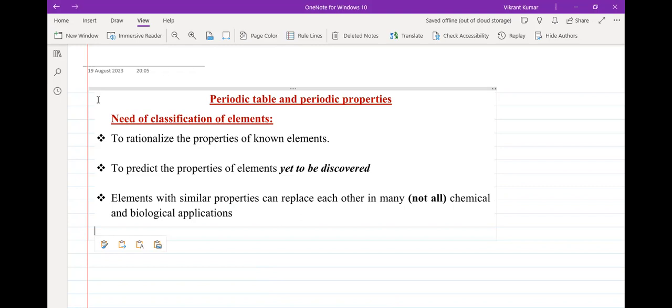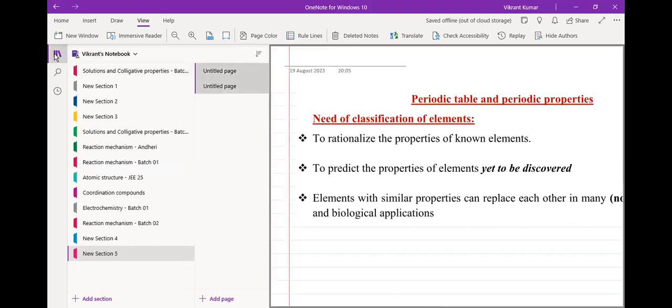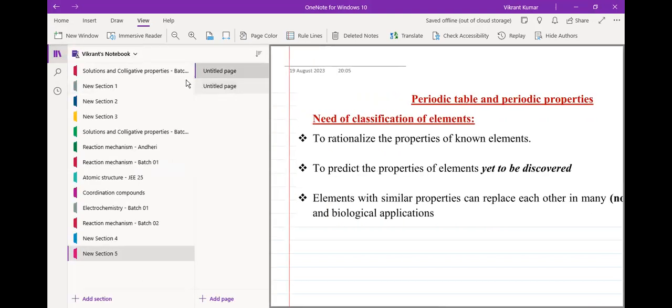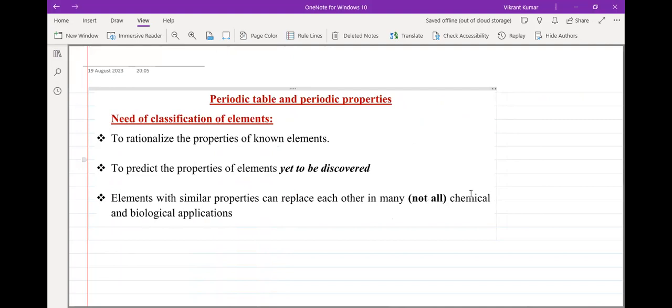That's one point. Second point is to predict the properties of elements yet to be discovered. Like right now, if you see the modern periodic table, that is having 118 elements, है ना? We have got 118 elements in the modern periodic table. But I can tell you कि जब भी 119th element discover होगा, what will be the place of that element in the periodic table? What will be the expected property of that element?